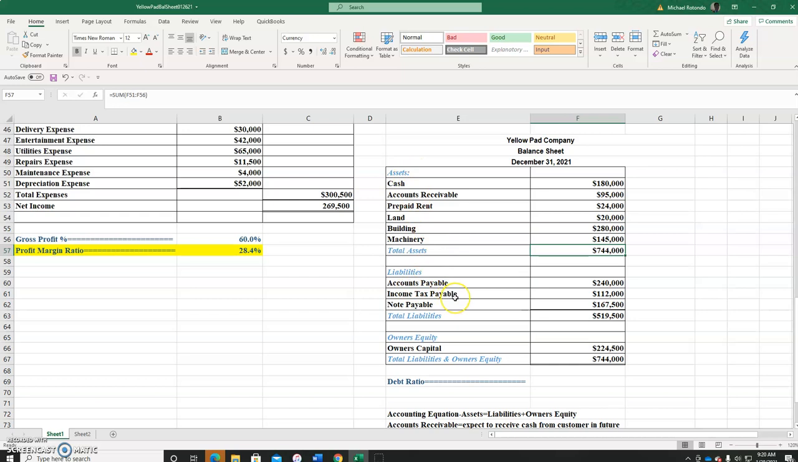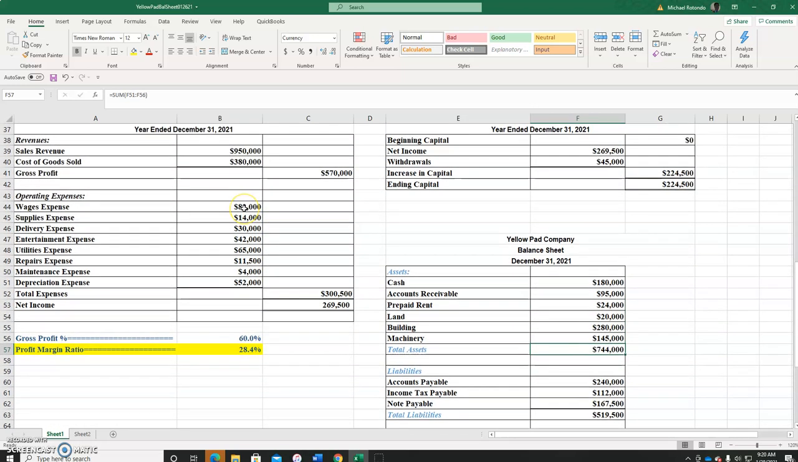These are permanent accounts. They go from period to period, where income statement accounts are only designed to measure activity for one period. So that's kind of the difference, right?